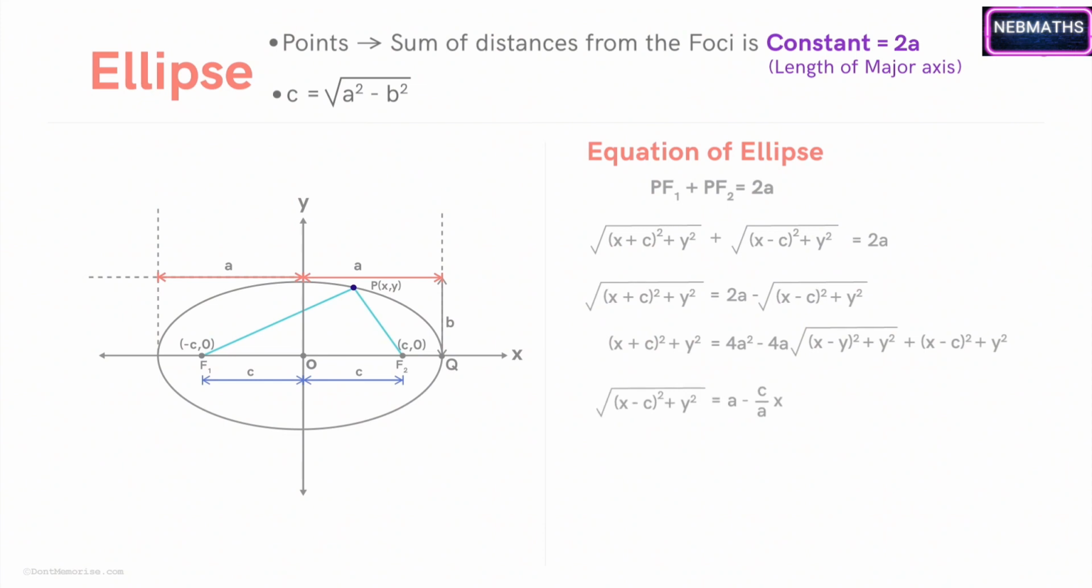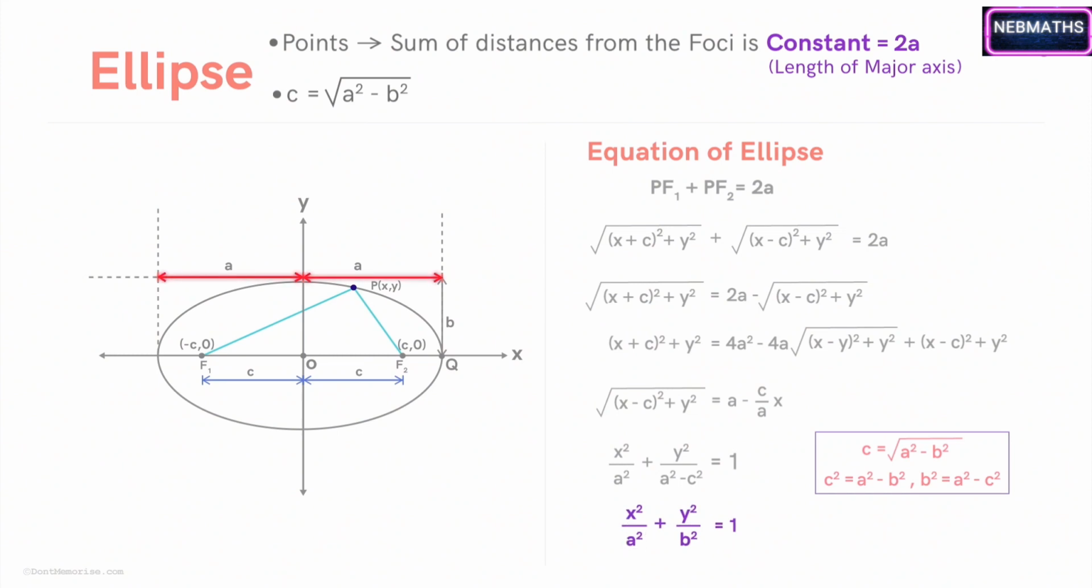Now we will again have to square both sides and simplify. Doing it, we will get this. Now notice this term a squared minus c squared. We can use this relationship to simplify it. If we square both sides of this relation, we will get this. And transposing two terms, we get b squared is equal to a squared minus c squared. So we can substitute this here, which will give us this equation. Here A is the length of the major axis and B is the length of the minor axis.